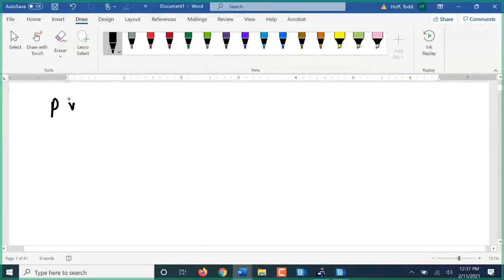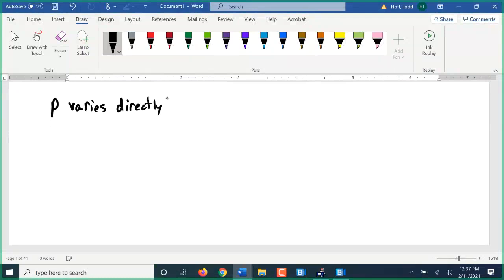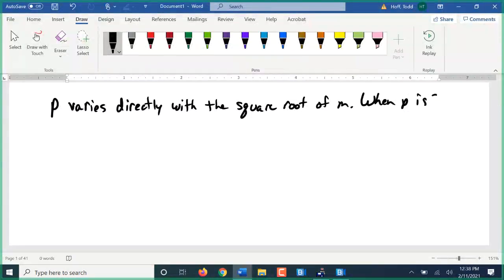We might have P varies directly with the square root of M. When P is 35, M is 25. Find P when M is 64.